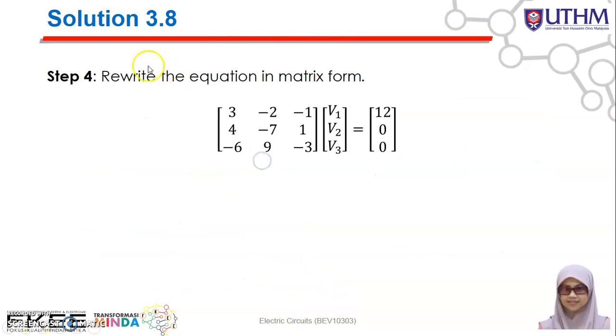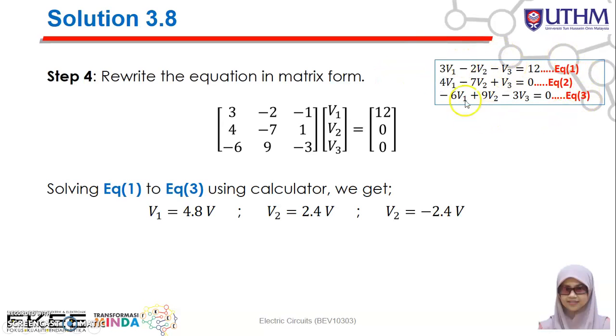And then next, we can just rewrite the equation in terms of the matrix form. So you just refer to the previous slide. So this is equation 1, equation 2, and equation 3. You can rewrite this equation in terms of here. So here you have 3, negative 2, negative 1, 12. Here 4, negative 7, 1, and 0. So here you have negative 6, 9, negative 3, and 0.